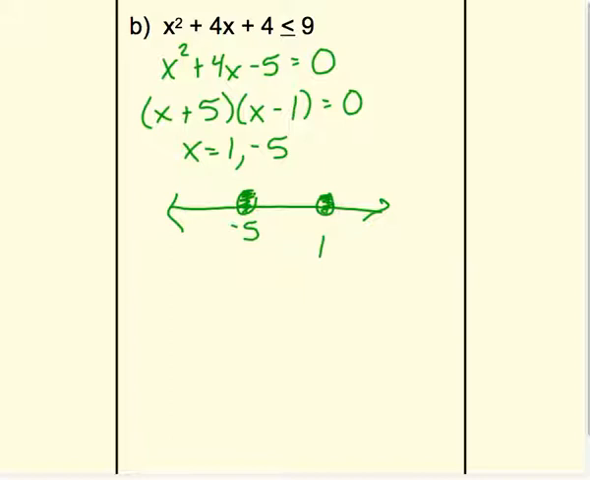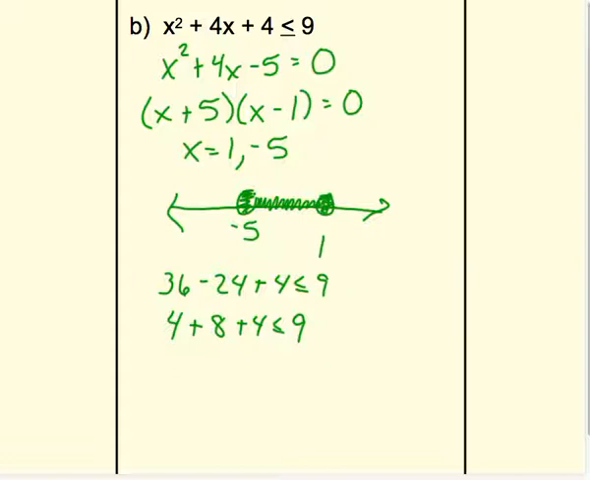Substituting negative 6 into our inequality, we would have 36 minus 24, which is 12, plus 4, which is 16, which is not less than or equal to 9. So similar to that picture we had on the first one, looks like we're going to get in between. 0 is always a nice one to try. Substitute that one in. 4 is less than or equal to 9, so we're good there. And just to double check, because sometimes you make a mistake when you solve, if you double check all 3 intervals, you'll catch your mistake most likely. So if I substitute 2 in, I get 2 squared is 4, plus 8 is 12, plus 4 is 16, which again is not less than or equal to 9.